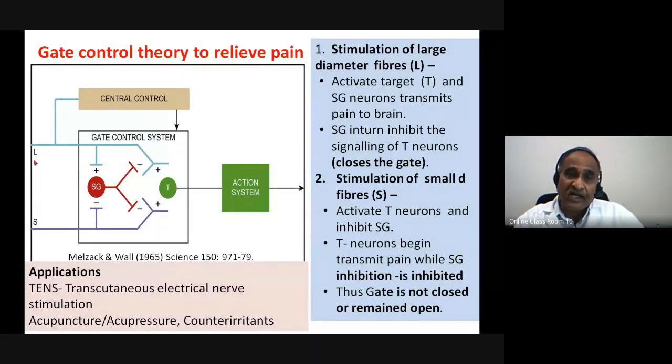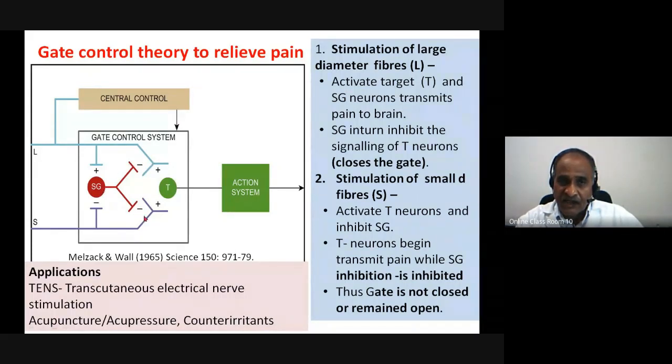They may be for touch and other modalities of sensation. When the large diameter fibers are stimulated, they excite here for the purpose of touch or anything. At the same time, they stimulate the substantia gelatinosa cells in layers 1 and 2. And these substantia gelatinosa cells in turn inhibit the pathway on both sides. You just see here, it inhibits here and it inhibits there.